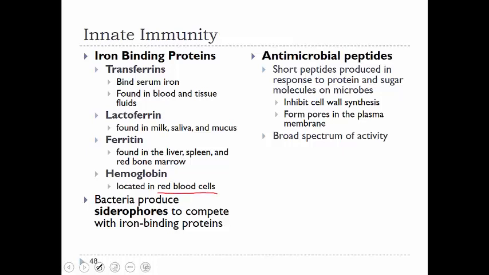Now we also produce antimicrobial peptides. We will find these in our saliva, in other places in our bodies. These are short peptides that are produced in response to protein and sugar molecules on microbes. They inhibit cell wall synthesis, and they make pores in the plasma membrane, which is going to lead to cytolysis. They also tend to be broad spectrum. They're not specific for one type of microbe or another, but they're going to recognize general proteins and sugars on the microbes.